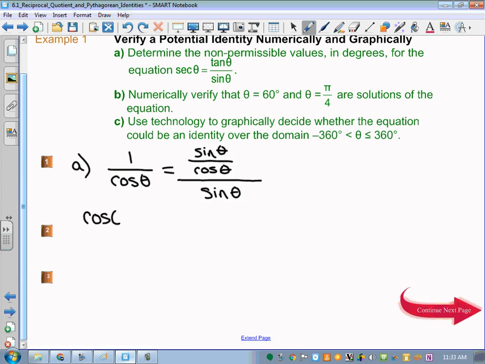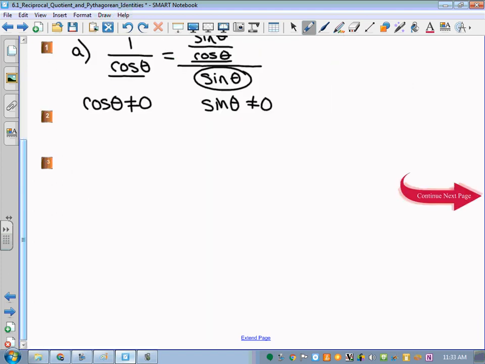So cos theta cannot be equal to 0. That's from this location and this location. And sine theta cannot be equal to 0, and that is just from this denominator right there. Now, in order to solve these, it's beneficial to know your unit circle. Cos theta is equal to 0 anywhere the x-coordinate is equal to 0. So this tells me, and I'll do degrees here, that theta cannot be equal to 90 degrees or 270 degrees, and certainly there are a lot more numbers than that.